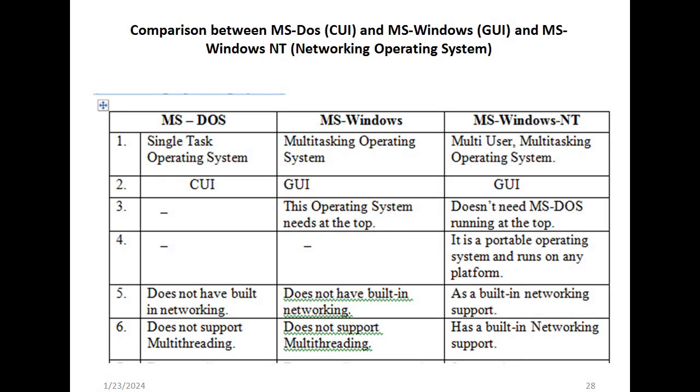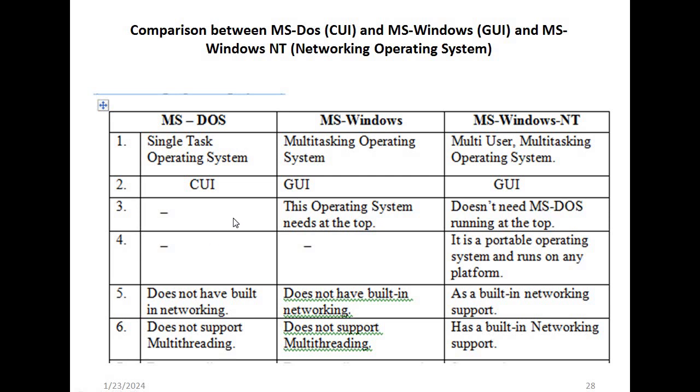And there is also a comparison between the three operating systems: MS-DOS, MS Windows and MS Windows NT networking. The DOS prompt is a single task operating system and Windows is multitasking, but when coming to the network, it is multi-user also. Normal Microsoft Windows is multitasking but not multi-user, but networking is multi-user. The DOS prompt uses the command user interface. Windows and Windows network use the GUI, graphical user interface.